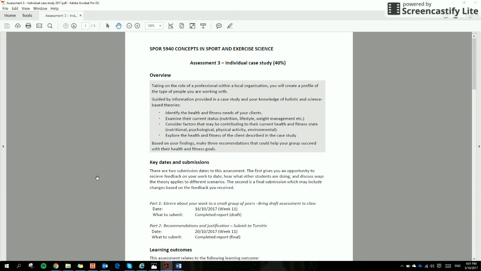So as you can see, this is the assessment description, and it's on Moodle. It's also what I handed out in class. So the overview is that you're taking on a role, and you can choose which role you want to take. You pick one of the 4 options and then you complete the assessment about it. It's all about looking at the health and fitness needs of your clients. It's about looking at their current status and then looking at factors that might be contributing to their current health and fitness state, and looking at what their goals are and some recommendations for them achieving their goals.